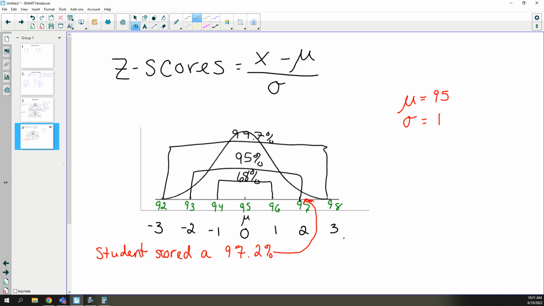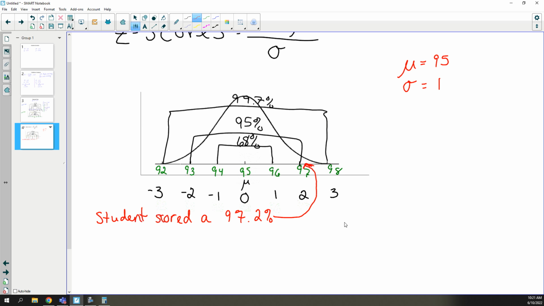If you wanted that exact number for the z-score, you can plug it into your formula. z equals our data value x, so 97.2, minus the mean of 95. Divide that by your standard deviation. So what does this give us here? 97.2 minus 95 is 2.2, divided by 1 is still 2.2. So this has a z-score of 2.2, which if 2 is here, it makes sense that this would be just a wee bit further along.